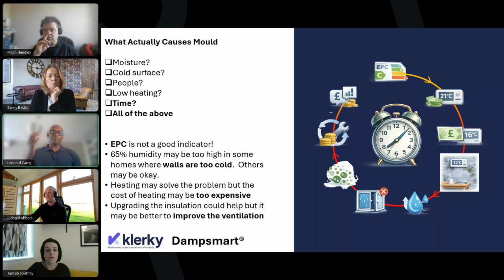So yeah, it was a combination of the wall being cold, condensation, and then no ventilation. Does that answer the question? Yeah, that's absolutely fine. Is that okay?